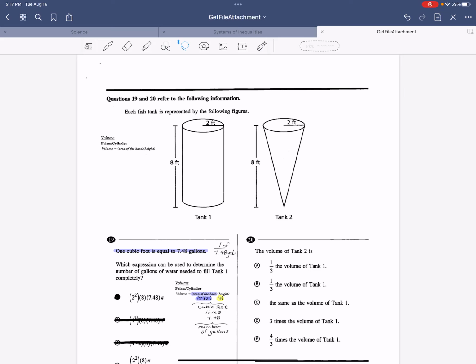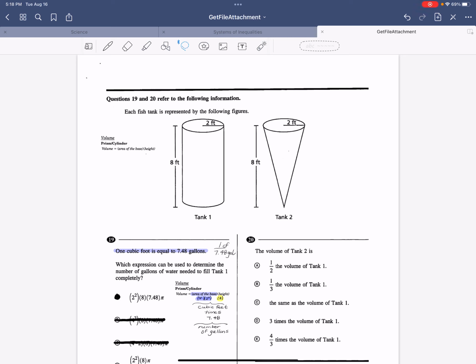If you were with me on the last problem, number 19, the iPad just cut me off in the middle of my sentence. But the answer was A. You are not dividing in that problem. You are multiplying to get the volume.